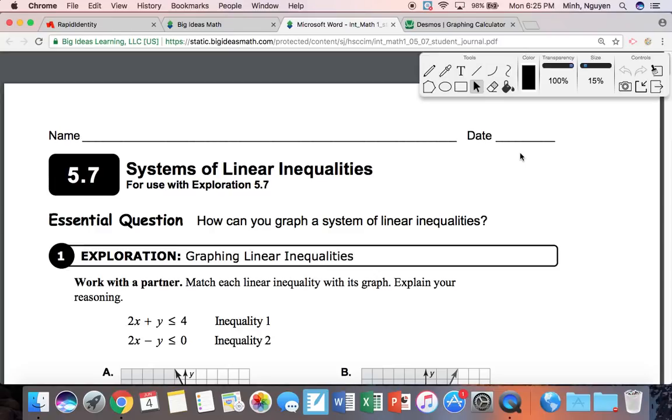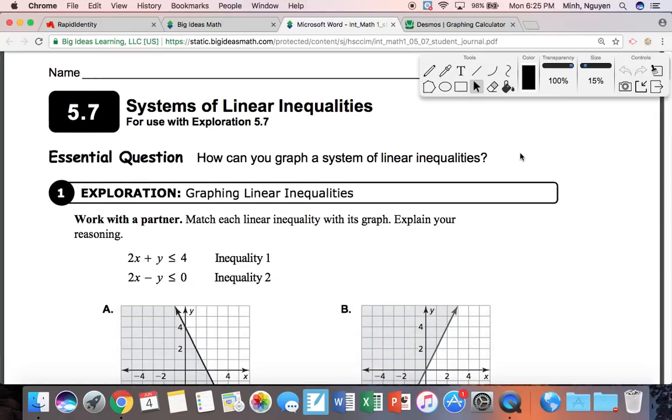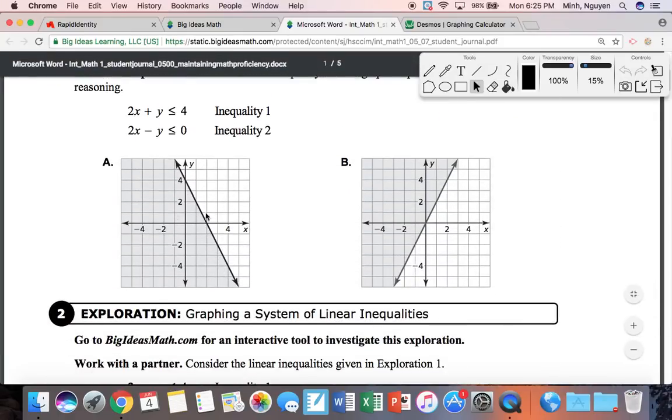For systems of equations, the solution is the point of intersection, wherever those two lines meet, right? But because an inequality has a shaded area for a solution, the solution for systems of linear inequalities is not a point of intersection, but an overlapping area.